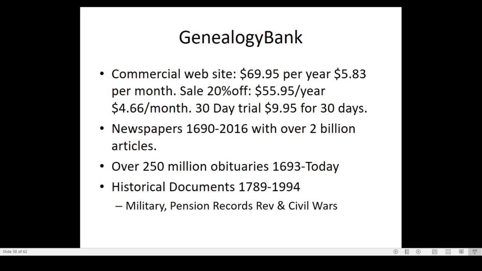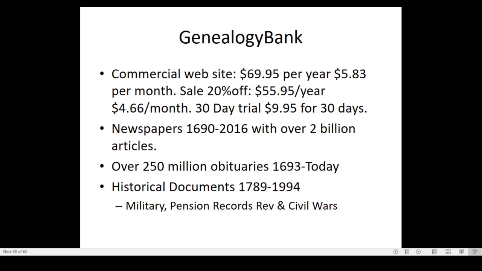Genealogy Bank, it's again a commercial website, $69.95 per year, so $5.83 a month. And usually they go on sale, 20% off typically, so $55.95 a year or $4.66 a month. You can get a 30-day trial for $9.95. That's not hard to beat. So for $10, you got a month to work on it.